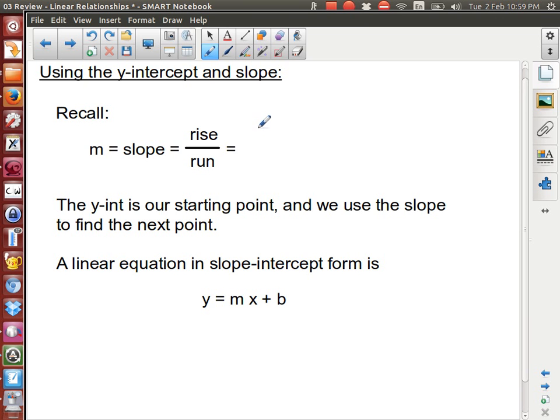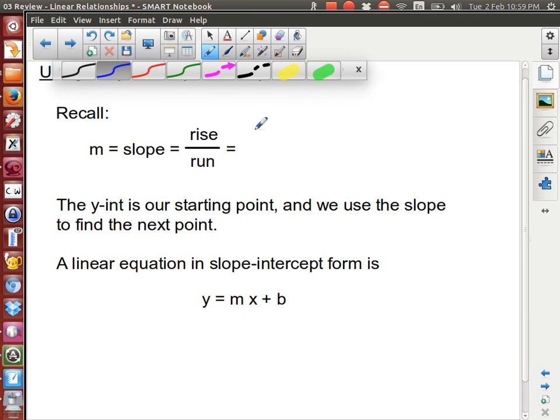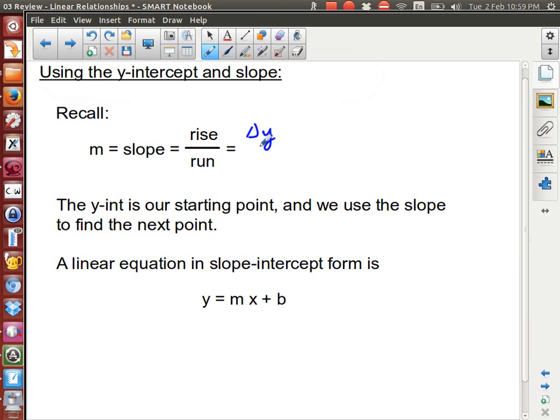Sometimes people remember slope as delta y over delta x. I'm going to change the color for that. Some people just remember that. It just kind of rolls with it. It just sticks in their memory. But the deltas, what do those actually mean?